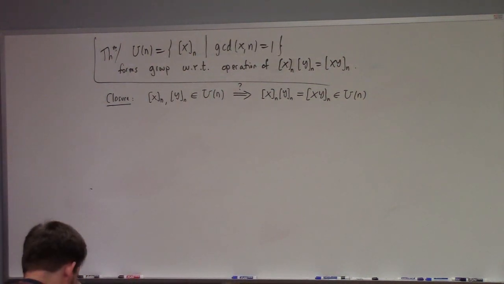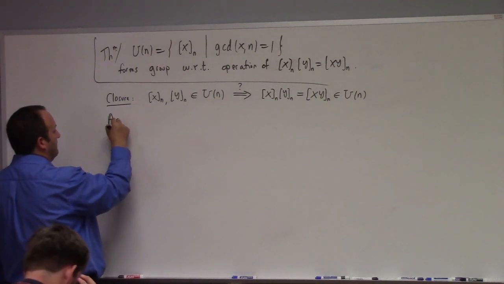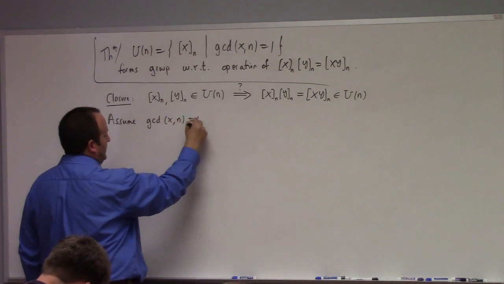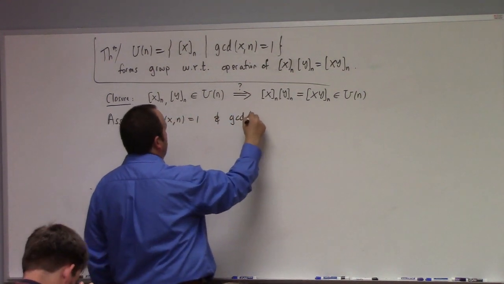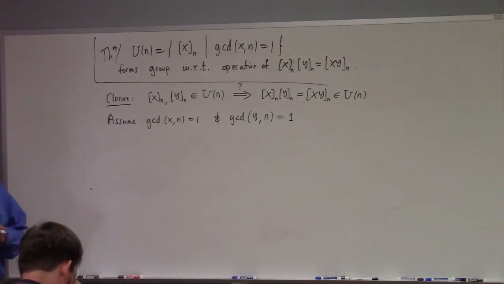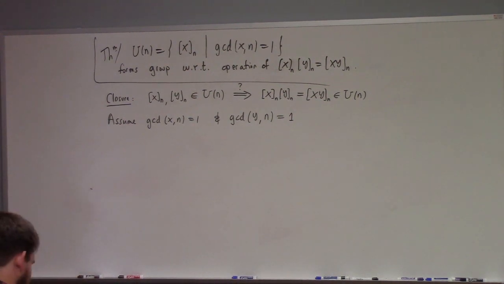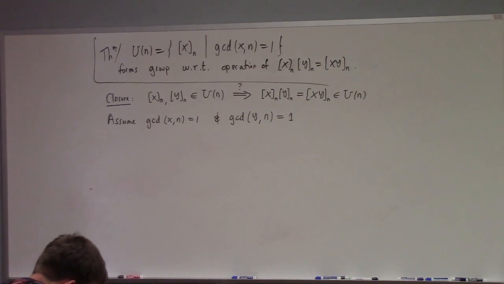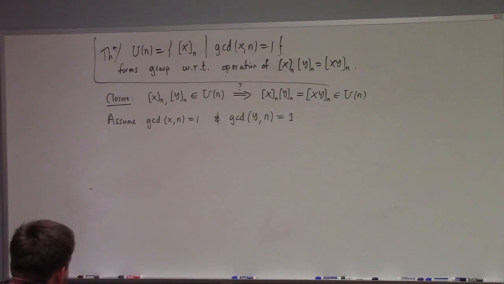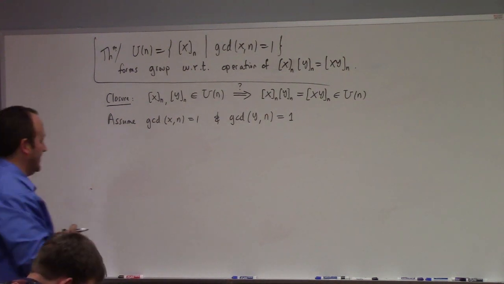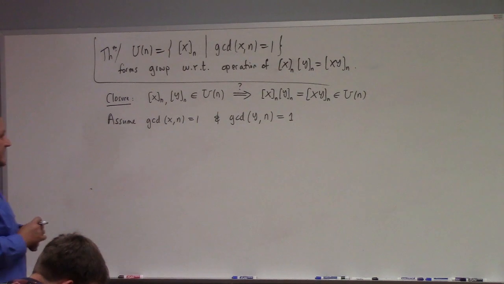So what do I need? What am I given? So I should assume what? I should assume that the greatest common divisor of x and n is 1, and the greatest common divisor of y and n is 1. What do I want to prove? I want to prove that the greatest common divisor of xy and n is also 1, right? So depending on how much number theory you remember, you may be like, well, we already know that, right? But let's suppose we don't for a second, and let's try to prove it using Bezout's theorem.